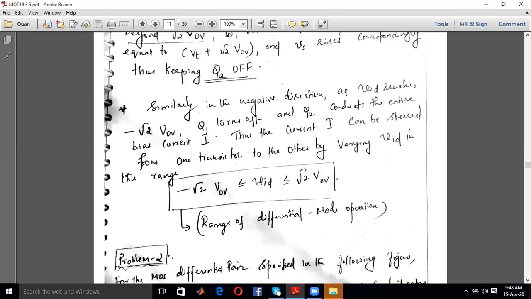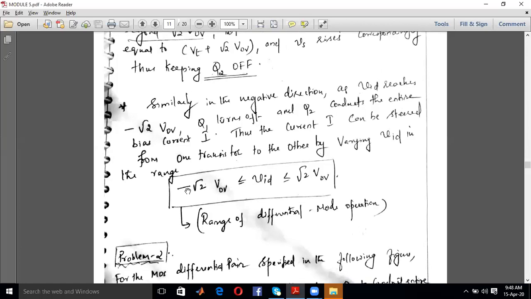Okay. So our conclusion is, this differential input voltage now belongs to a particular range that should be within minus root 2 VOV to root 2 VOV. It should not go beyond this. So the difference between the two signals, that is VGS1 and VGS2, that we are applying to the two MOSFETs, it should lie within this range only. It should not exceed this range. That range is known as differential mode operation.